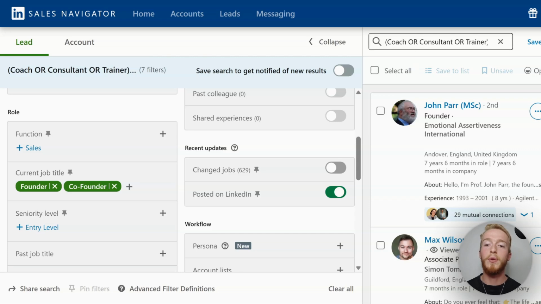You can also, in search, search up certain titles or keywords that might be there. What I've currently got is coach or consultant or trainer, then NOT LinkedIn in brackets. This is something that I've been playing around with a little bit. I'm not doing too much with it, but overall, this is pretty much what I look to do with creating a LinkedIn Sales Navigator list.